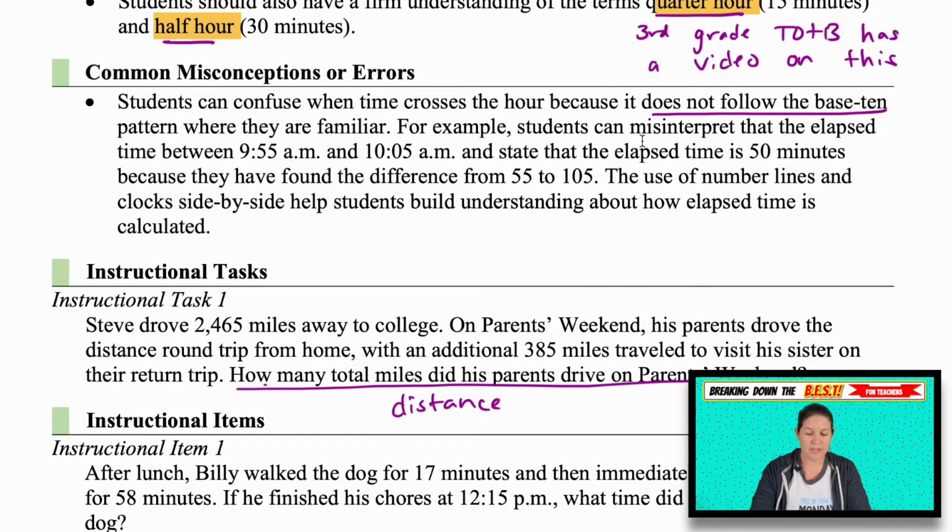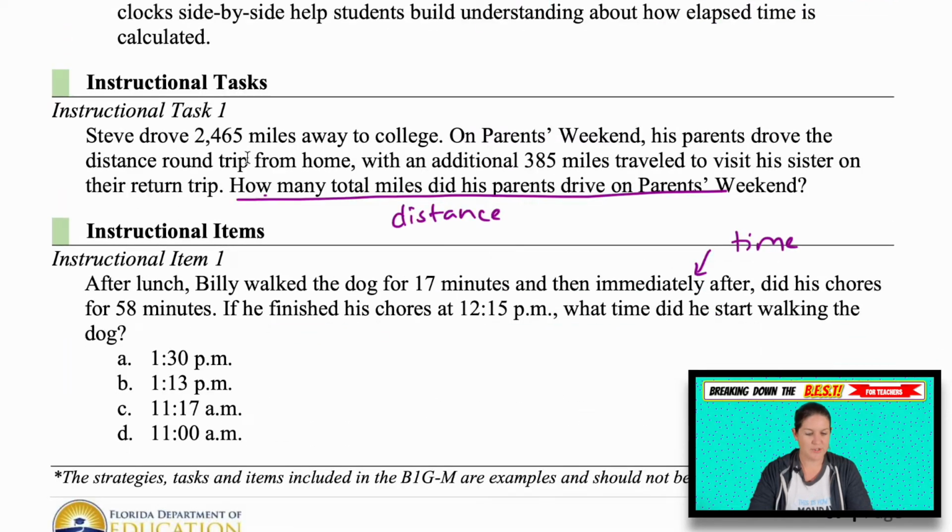Common misconceptions or errors. The biggest thing is that when we're crossing into a new hour, it can be confusing for students because it does not follow the typical base 10 pattern that they're used to. Instead, it goes from 12 all the way around. When you're counting up the minutes, it goes to 59 minutes and then switches. That 60th minute becomes the new hour, right? And with your hours, we're not counting by tens, we're going all the way around with 12. So because it's not following those same base 10 patterns that we're used to, students can be a little tripped up with that.